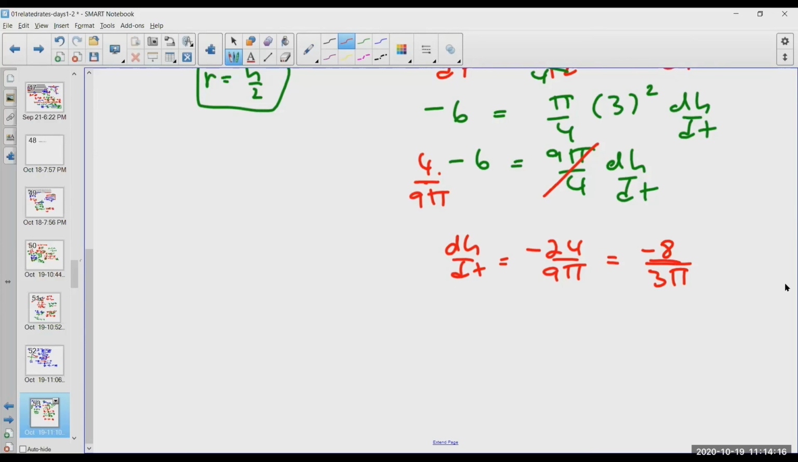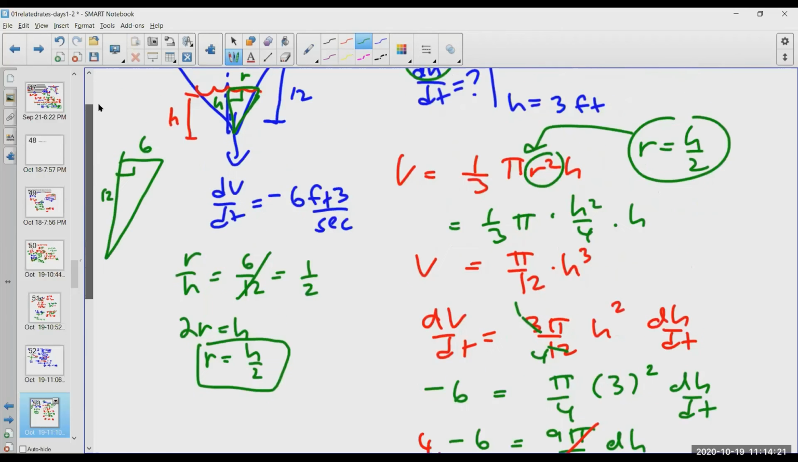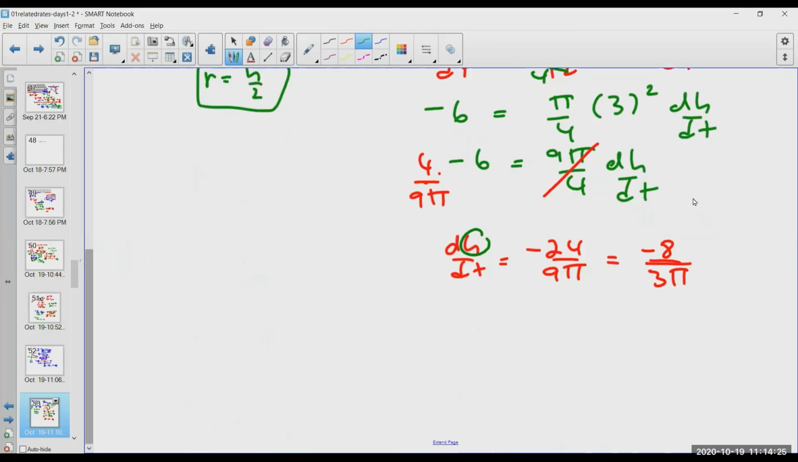And that's my answer. I just need to know what H is, and I need to know what time is. H is a length, so that's feet, and I have a second for time. So this is feet per second, and that's my answer. You can check that page, see if my math is right. Okay.